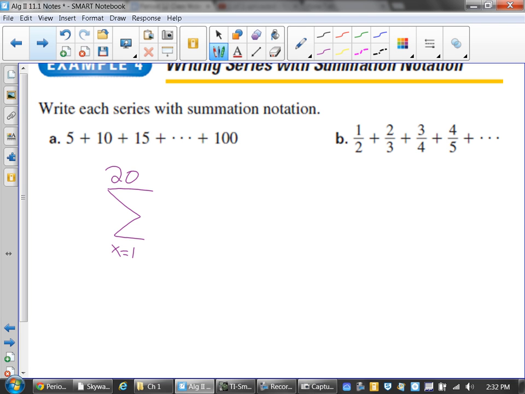And what's my rule for the inside? 5x, or 5n if you wrote it in terms of n. If you type that in your calculator, what did you guys get? Very good. You didn't say you had to, but if you type it in, you should get 1,050. Hopefully. Sigma was alpha window.